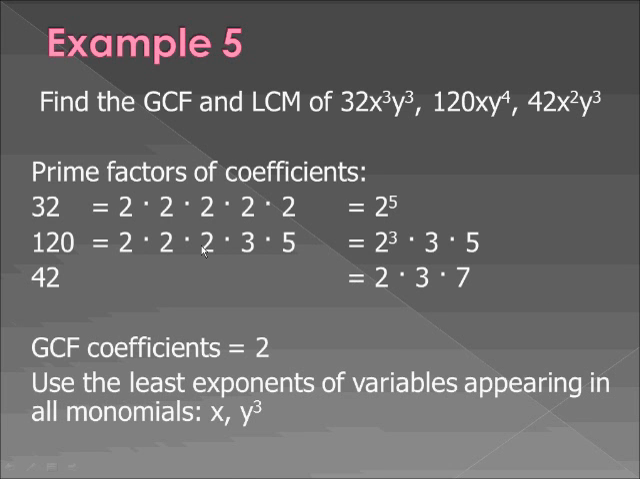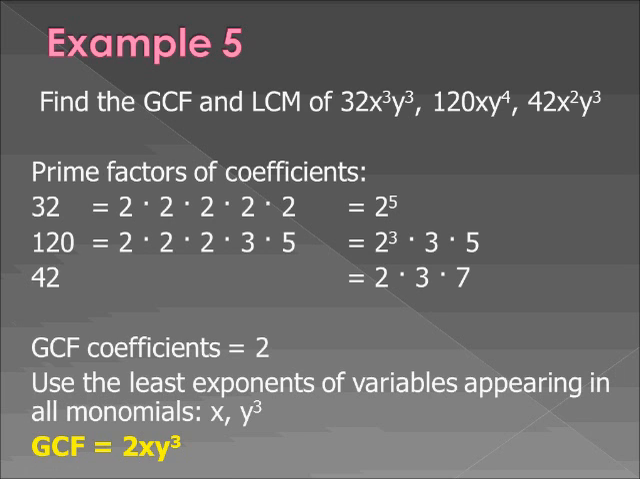For the variables, we take a look at the least exponents of variables appearing in all monomials. All 3 of them have an x variable. We take the smallest one. Here, x to the first power. That goes in our GCF. As we look at the y exponents, we have a y cubed, a y to the fourth, and a y cubed. The smallest power of y is cubed. We put that in there with the GCF as well. So you put all three of those elements together, and your GCF is 2xy cubed.